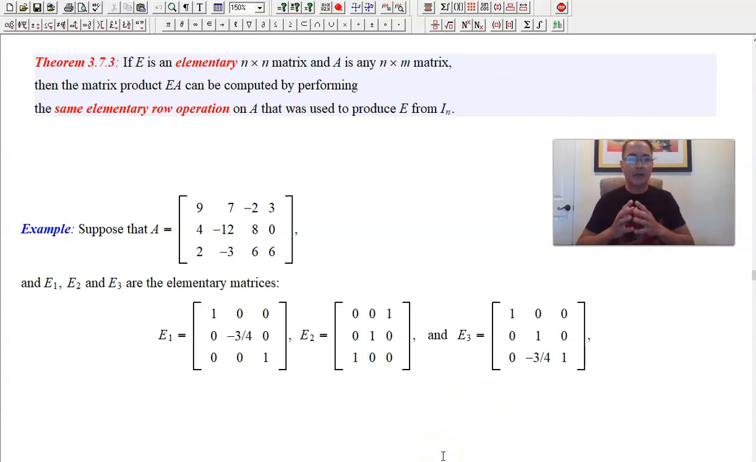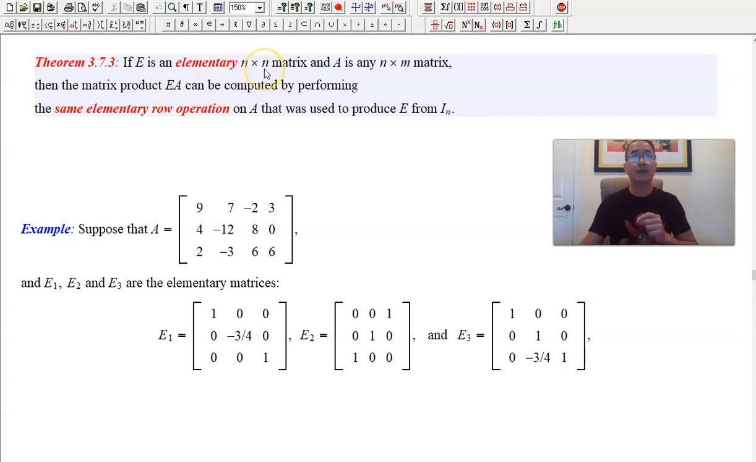So, on our way to finding a method to compute the inverse of a matrix, let's think about elementary row operations. So we said that if you take the identity matrix and then perform a single elementary row operation, you get what's called an elementary matrix. So what does this theorem say? If you have an elementary n by n matrix E and A is any n by m matrix. So this time we're writing it kind of backwards, okay? And that's because we are going to write the matrix product E times A in that order.